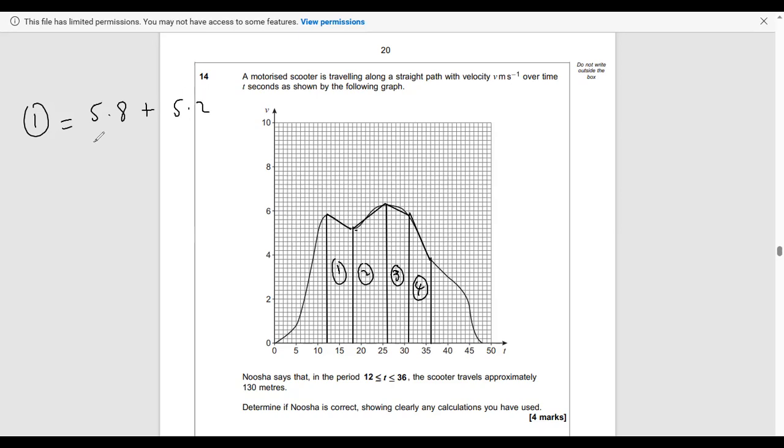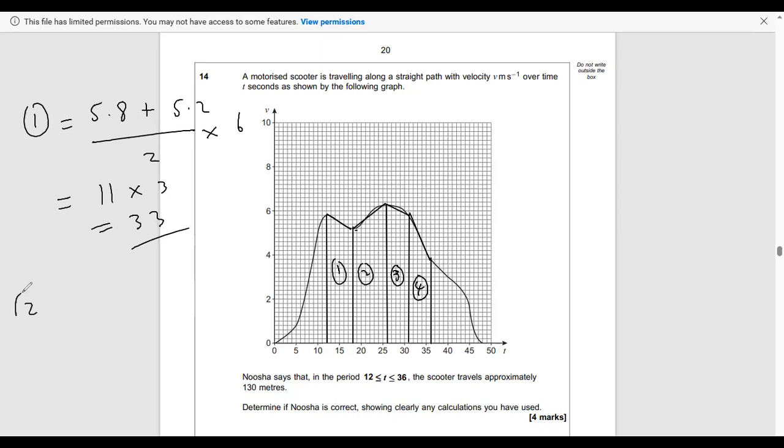So yeah, 5.2 there. Divide by 2, and then times by the height gap. So 12 up to 18, that's a height of 6 there. So what we've got is 5.8 plus 5.2. That's going to give us 11 over 2. So 11 over 2 times by 6. Well, 6 over 2 is 3, so that's 11 times by 3, and that will give us 33 for that one there.